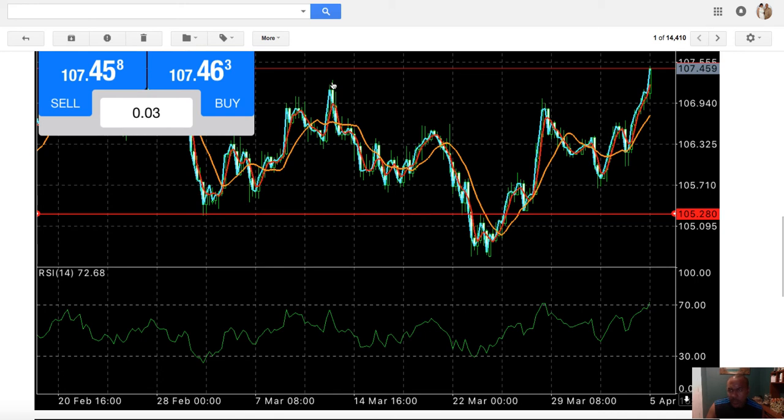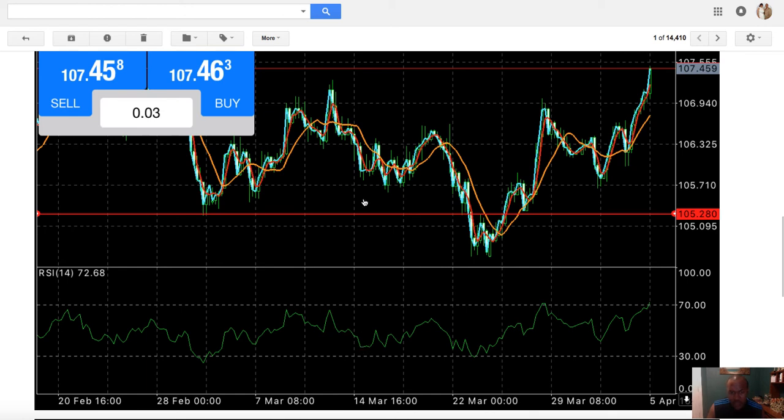All the way up here. This is 106, this is 107 something. Sorry, I can't see it clearly here, but this is over 107. This is maybe 107.2 or something like that. And as you can see, once it got up here, it shifted momentum and it started selling. Everybody started selling it because it was overbought, and it went all the way down here.